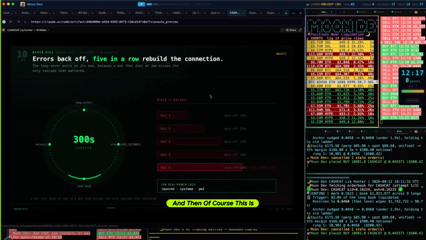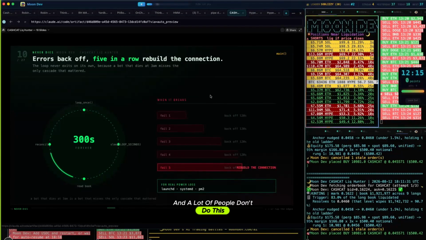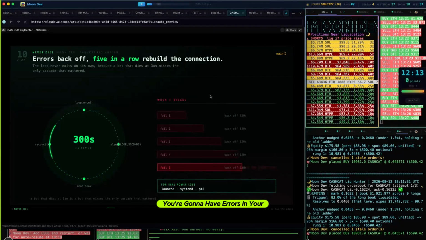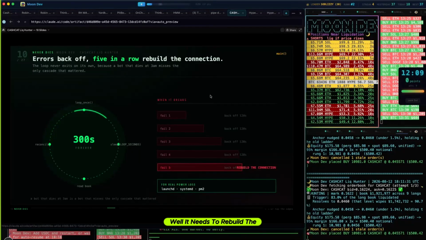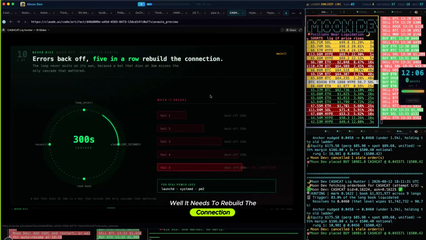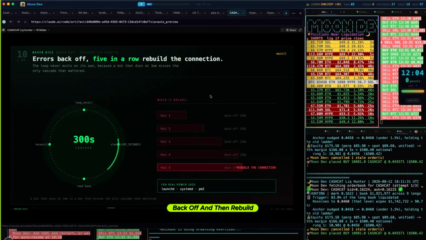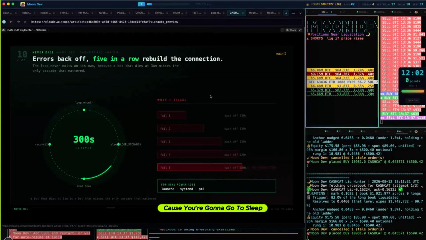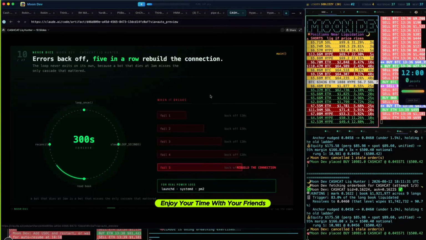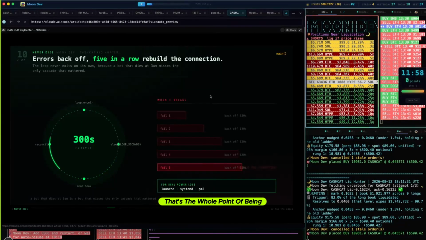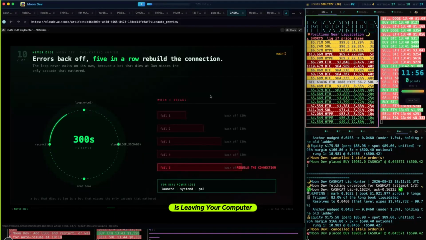And then, of course, this is actually very big, and a lot of people don't do this. You're going to have errors in your bot. Whether you're like me, where I lose power all the time, well, it needs to rebuild the connection. Okay, it fails, back off, and then rebuild. Because you're going to go to sleep. You're going to go enjoy your time with your friends and family. That's the whole point of being an automated trader, is leaving your computer.